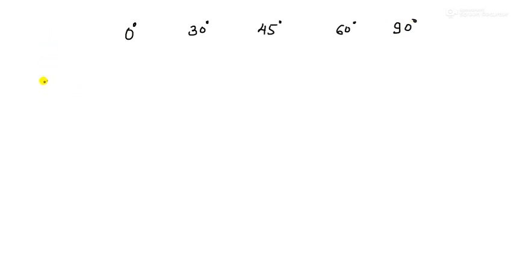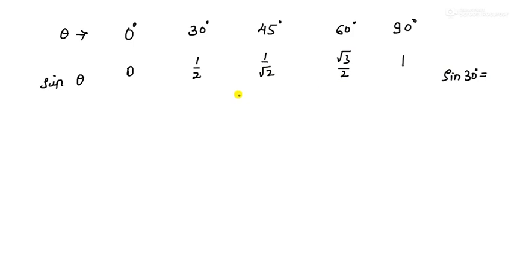And if I write angles here, and ratios, so sine theta, this is your theta, and this is sine theta, means sine 0 degree, it is 0 only. Sine 30 degrees is half, sine 45 is 1 by root 2, sine 60 degrees is root 3 by 2, and sine 90 degree is 1. So if I ask you what is sine 30 degree, you have to remember this table. You should know this table to answer. Sine 30 degree is how much? 1 by 2.